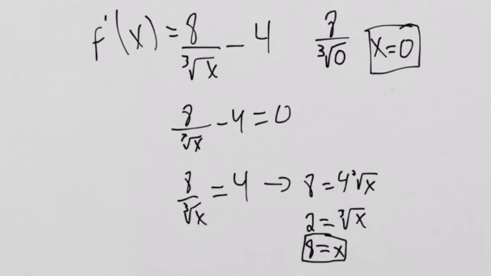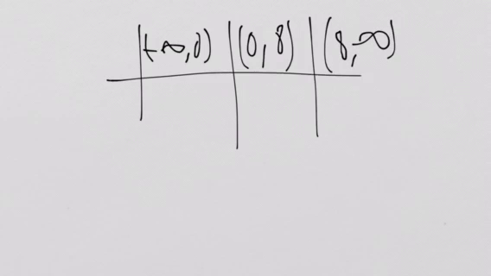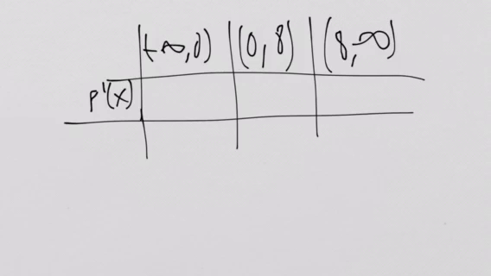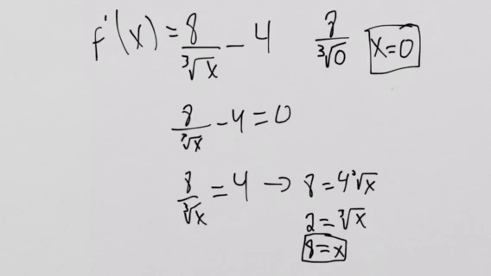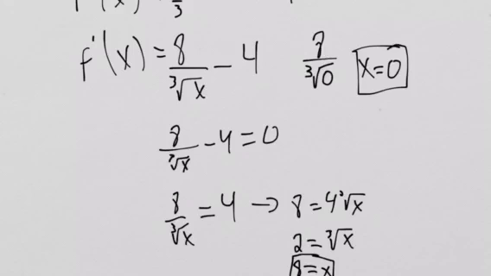Now we need to determine if they are extrema or not. So we need to make a table where we are going from negative infinity until our first critical point of 0. Then we go from 0 until our second critical point. And then we have no more critical points left, so we're going to go from 8 to infinity. We're going to look at the sign of f prime x and use that to describe the behavior of f of x. The derivative is 8 over the cube root of x minus 4.